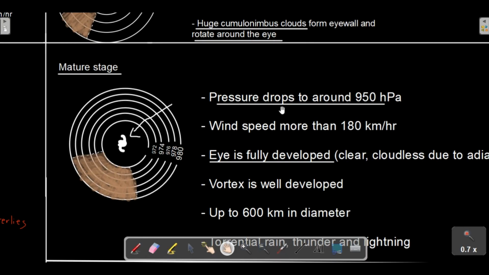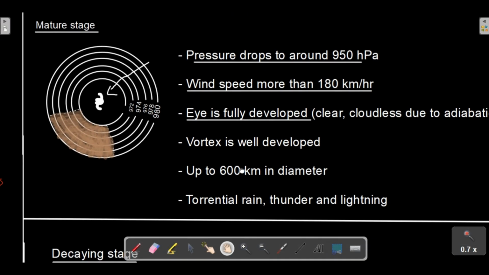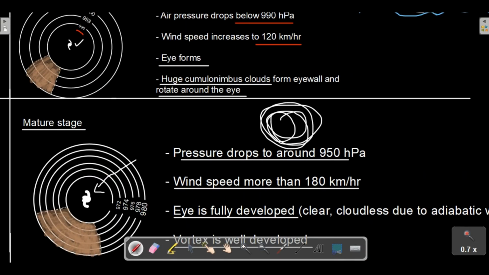It continues to drop as more and more warm air rises up. Wind speed rises to in excess of 180 kilometers per hour. That is very high wind speed. Now this will differ again from tropical cyclone to tropical cyclone. The vortex is well developed. If you look at this from the top view, you will see a lot of circulation, a lot of spiraling, with of course the eye fully developed.